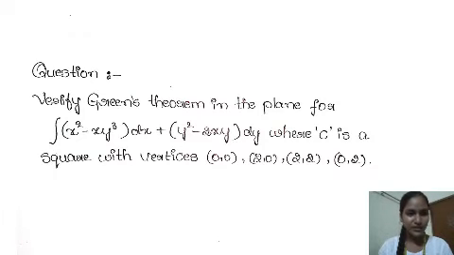Here we have a question. Verify Green's theorem in a plane for the integral of (x² − xy³) dx plus (y² − 2xy) dy, where C is a square with vertices (0,0), (2,0), (2,2), (0,2). So here they give a plane and also give the vertices of the square.